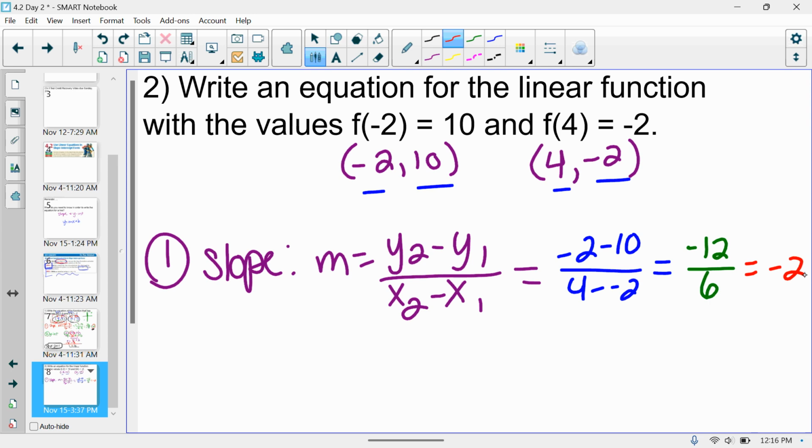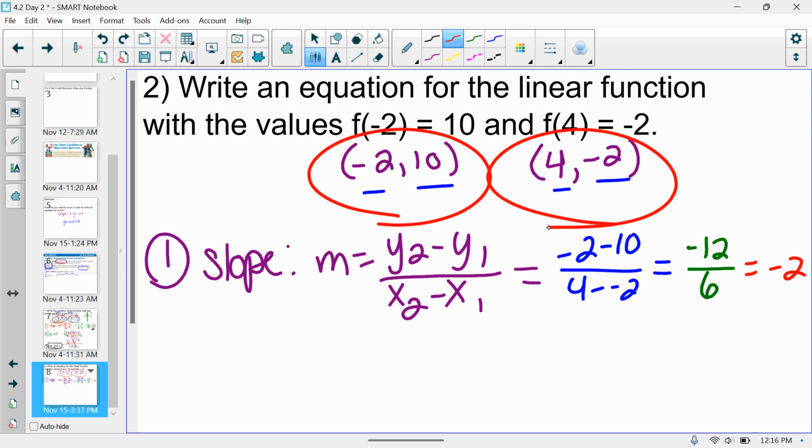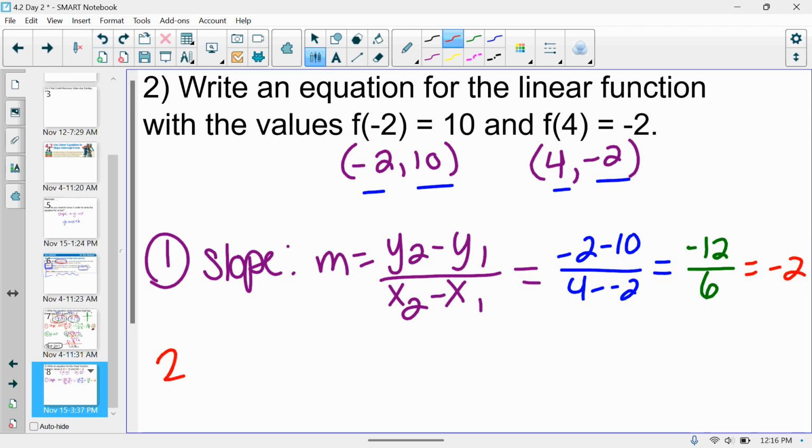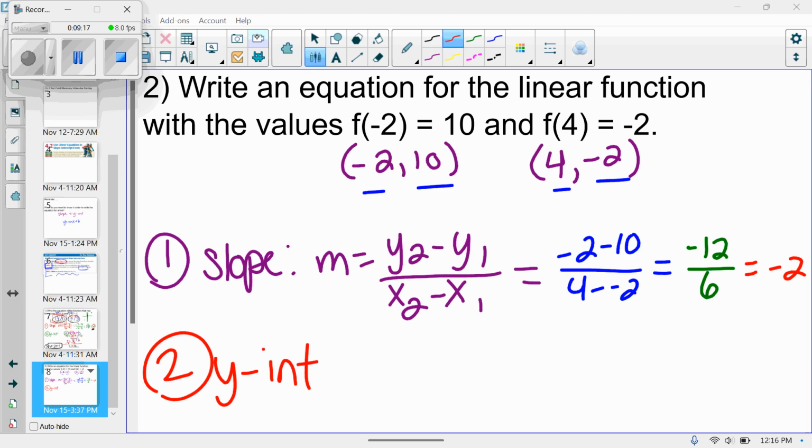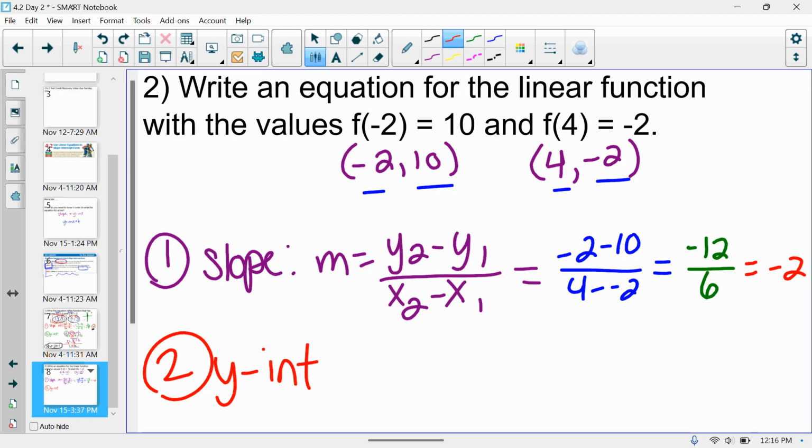Okay, do we know the y-intercept? Is either one of these points on the y-axis? Nope, because the x would have to be 0. So if we don't know the y-intercept, we've got to do the steps to find it. Guys, this is your last chance to take good notes right now. When we start Edulastic in a minute, if we don't know what to do, the first thing we're going to do is look back at our notes. So make sure you're taking good notes right now.